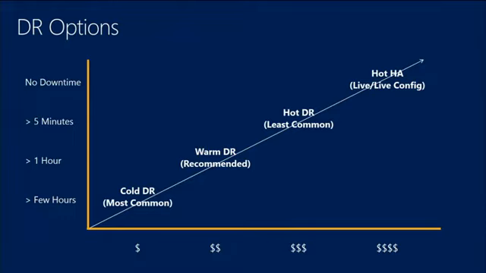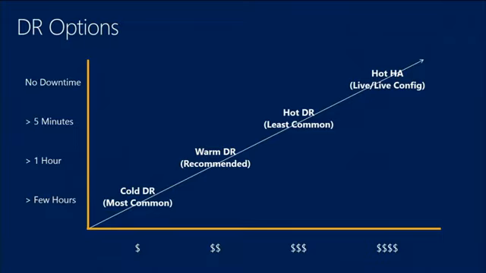When we go to warm, which is more of the recommended one, we're talking about having something that is not being used, but it's there. If I need it, I can quickly, in less than an hour, shift. If I go for something like around 5 minutes, I need a hot DR. I need something that is actually running and it's actually there. If I want high availability, which is a live kind of configuration, then I want something that is already there, running, and replicated. I can fall back from one to the other and the customer wouldn't even notice.